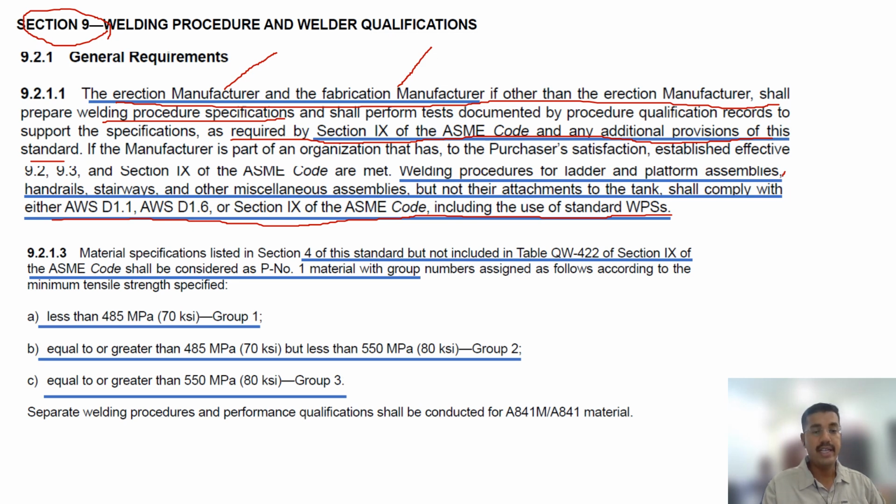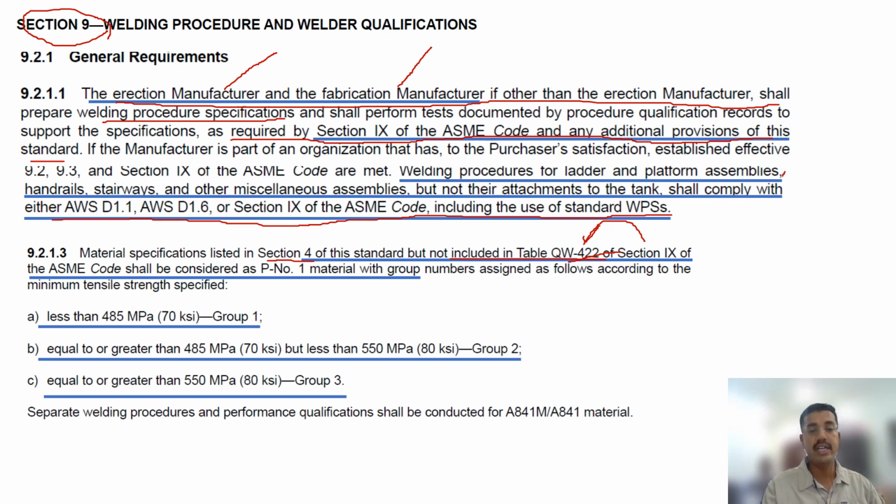So that's what it is saying. Material specifications listed in section 4, but as I told you, here in API 650 there is no P number, there are group numbers. How many groups of materials? Group 1 to 6. Group 1 to group 3A are the low grade, and 4 to 6 are the high grade. So what is it saying? Section 4 of the standard, but not included in table QW-422. This is the table of section 9 where the material specification is given.